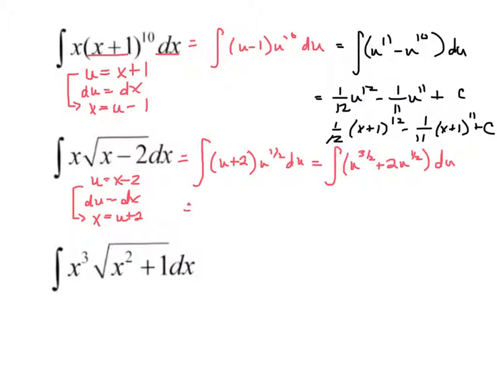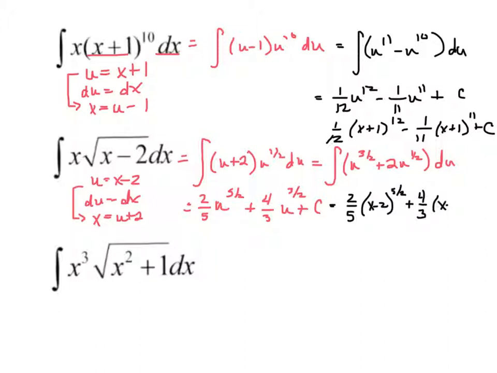Antiderivative, let me come down here. I'd have 2/5 u to the 5/2 plus, I'd raise the power to 3/2 and multiply by 2/3, so I have 4/3, like that, plus c. Substituting back in, 2/5 x minus 2 to the 5/2 plus 4/3 x minus 2 to the 3/2 plus c, like that.